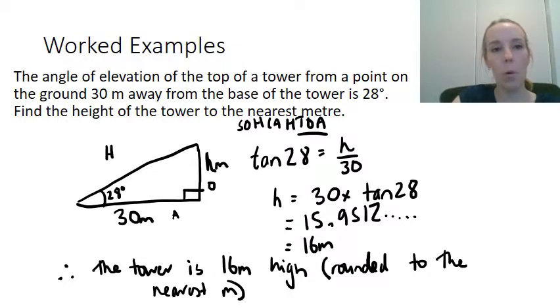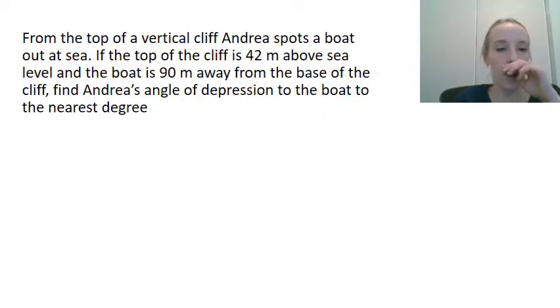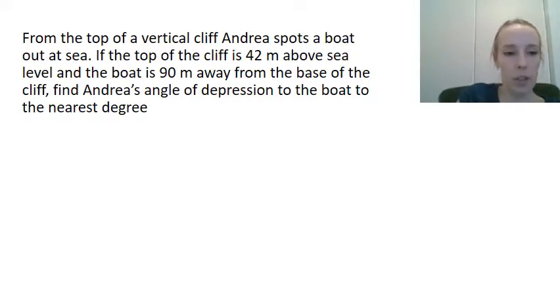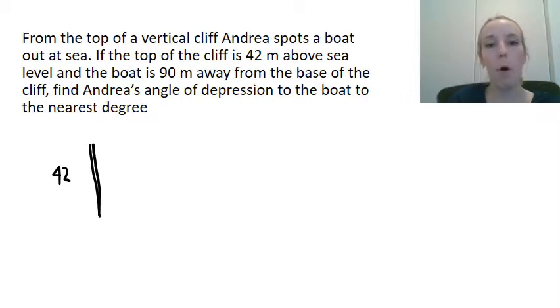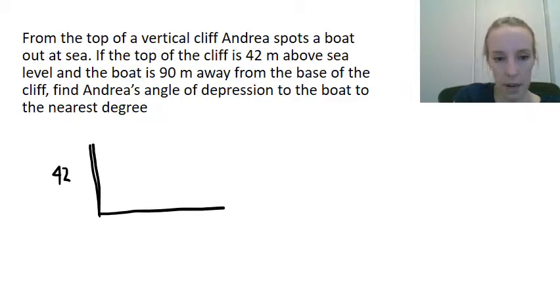Okay, so we've got another worked example. So our second worked example: from the top of a vertical cliff, so we've got a vertical cliff, so that's straight up and down, so vertical, there we go. Andrea spots a boat out at sea. So if the top of the cliff is 42 meters above sea level, so from the bottom of the cliff to the top, 42 meters, and the boat is 90 meters away from the base of the cliff.